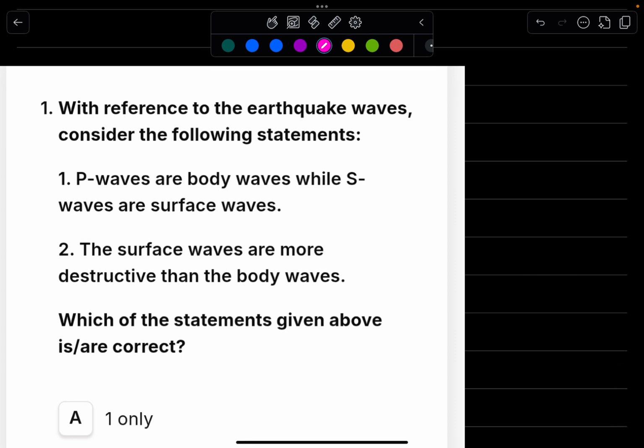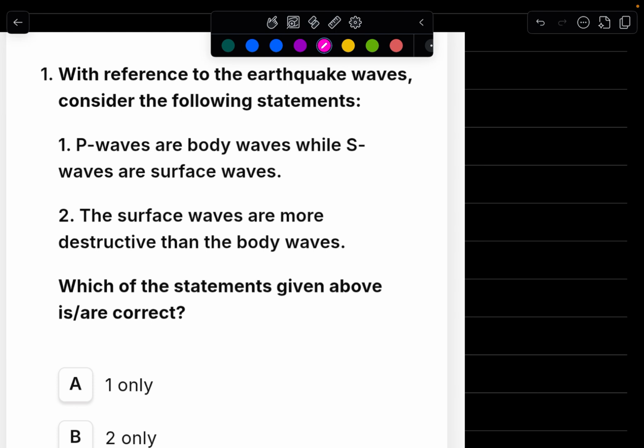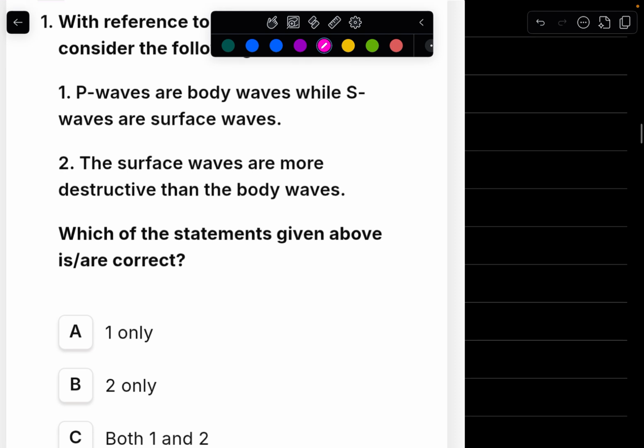With reference to the earthquake waves, consider the following statements. 1. P waves are body waves while S waves are surface waves. 2. The surface waves are more destructive than the body waves. Now we have to understand the correct answer. We have to choose the correct answer from the options given below.